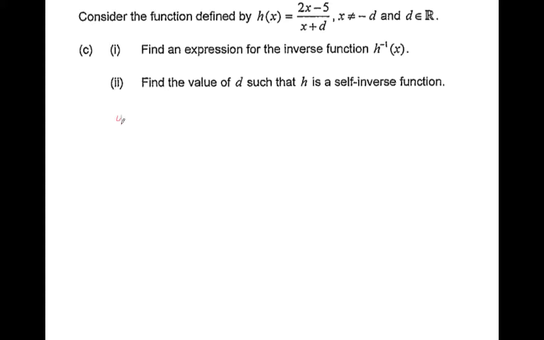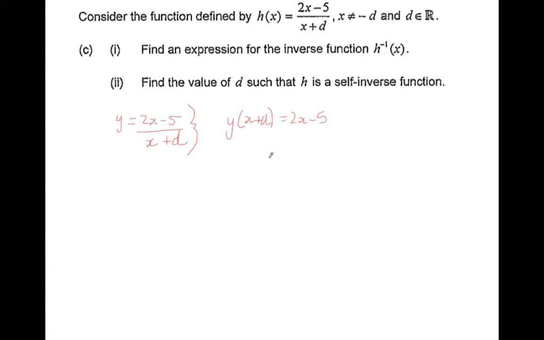So usually replace h of x with y. y equals 2x minus 5 over x plus d. And you can interchange the variables here or at the end. It doesn't really matter. The whole point is to rearrange this to make the input the subject. So I'm going to just rearrange this without interchanging the variables just yet. I'll do that at the end.